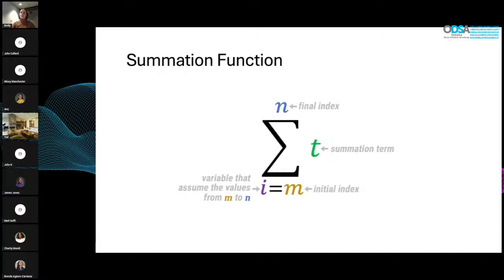An example of a function that we're going to use in this class, which we talked about in the other one, but just as a refresher here, is the summation function. Taking you back to algebra, I don't know when the first time this occurs in the math courses is, maybe algebra. This is a summation function that says that the variable down here assumes values from m to n. So this is the initial index.